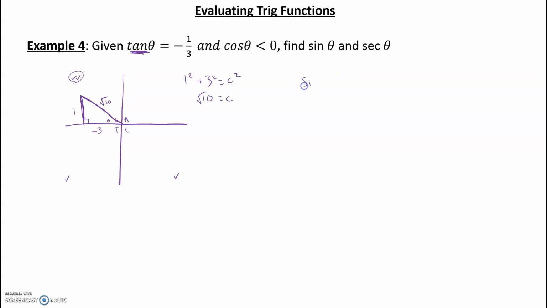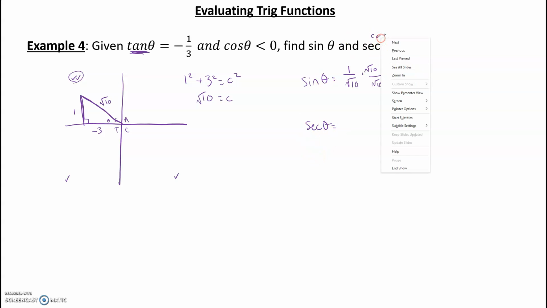And now they want us to find sine. Sine is opposite over hypotenuse. And yes, we do have to rationalize. So root 10 over root 10. We're going to multiply, and we get root 10 over 10. So there's my sine. Secant. Remember, secant goes with cosine. Cosine is adjacent over hypotenuse, so secant will be hypotenuse over adjacent. So it's negative root 10 over 3.